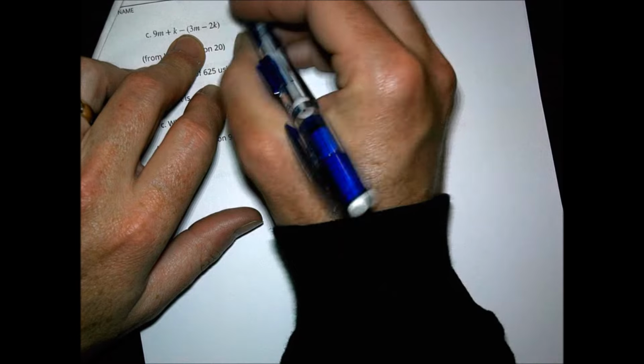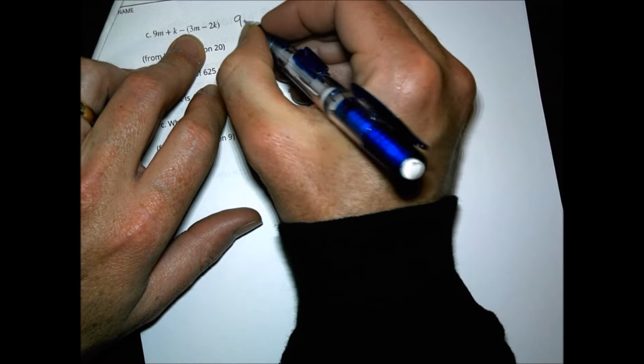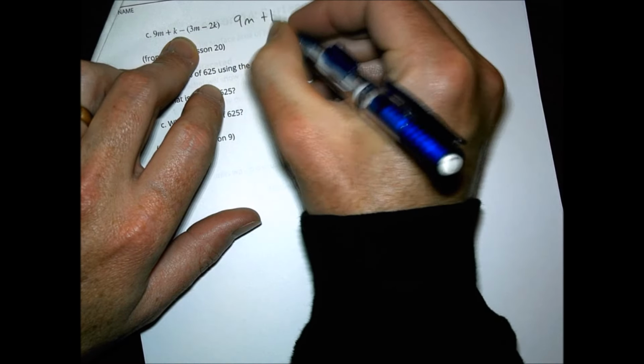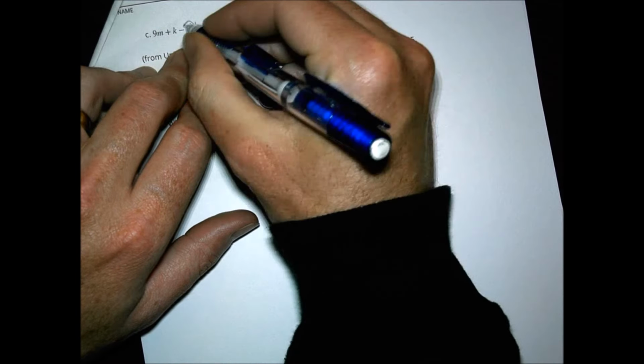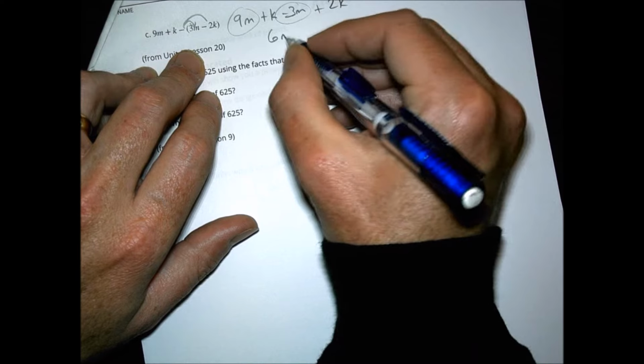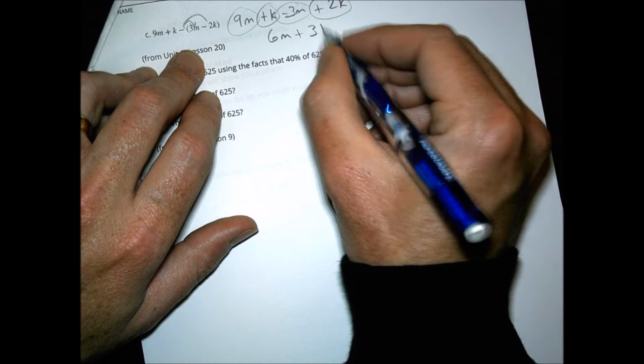What's good to do here is to rewrite this, right? So we can get rid of the parentheses if it helps you out. 9m plus k, and this becomes minus 3m. And then when I do a minus with a minus there, that becomes a plus 2k. So I'm going to group those together. 9 minus 3 is 6m, and a k plus a 2k is a 3k.